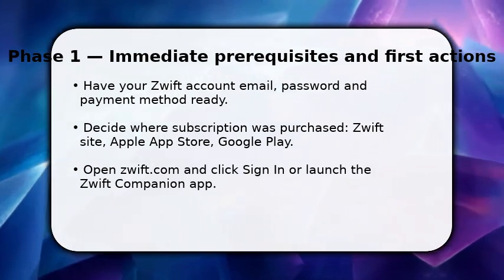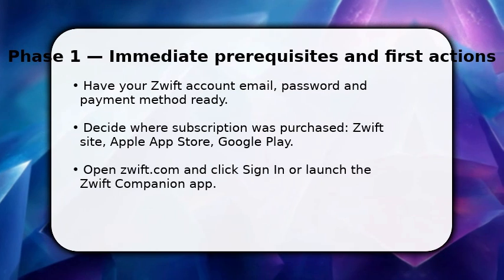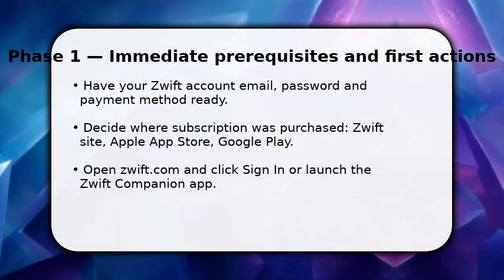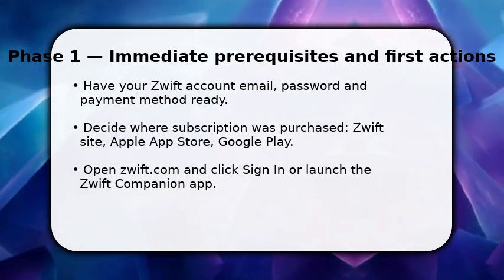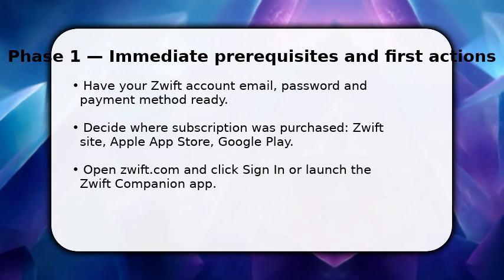Next, open Zwift.com or the companion app and sign in. This places you at your account dashboard. Make sure to use the account that's billed. Double-check the billing email if you have multiple addresses.